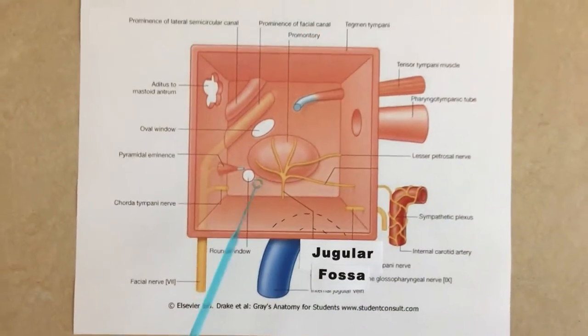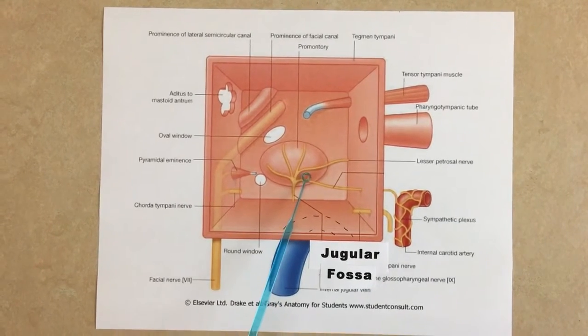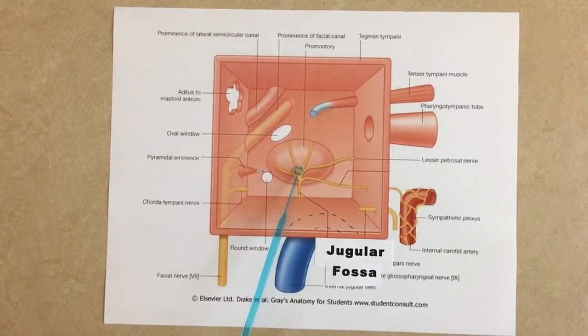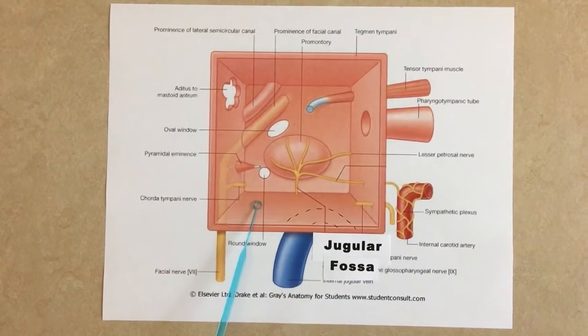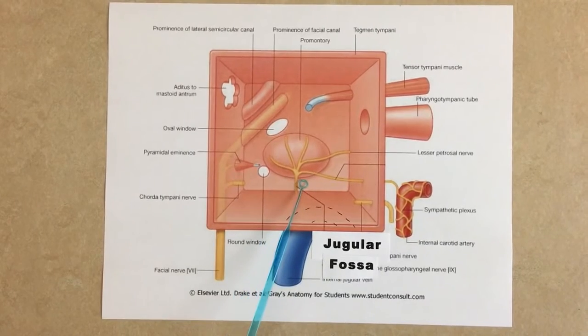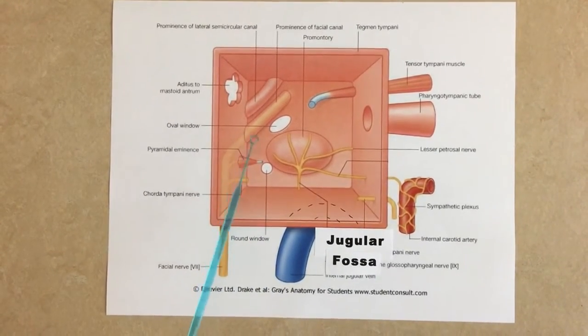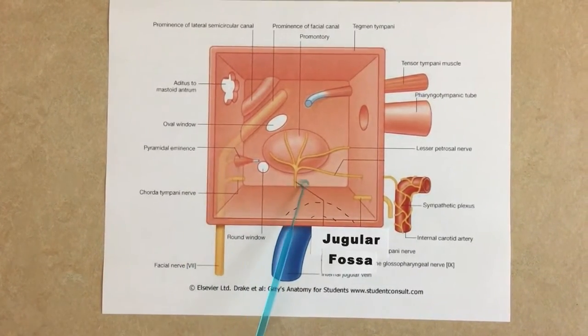The medial, or labyrinthine wall, pictured here, separates the middle ear from the inner ear, and it leads to the inner ear space. Landmarks include the oval and the round windows, the promontory of the cochlea, the prominence of the facial nerve canal, the prominence of the lateral semicircular canal, and the tympanic nerve.